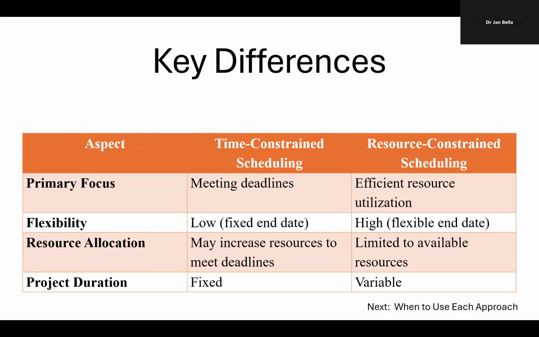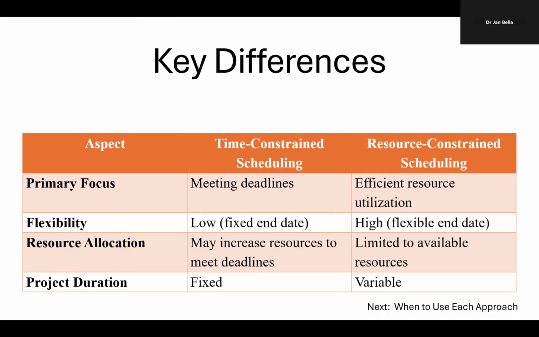Key differences between time-constrained scheduling and resource-constrained scheduling. What is the primary focus for both? Time-constrained focuses on deadlines. Resource-constrained focuses on the efficient resource utilization. How much flexibility do we have with the two methods of scheduling? Time-constrained, we have to meet the end date. It cannot be moved. Whereas with resource-constrained, the flexible end date exists.